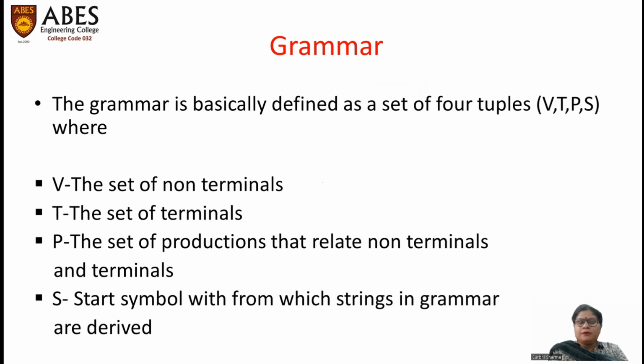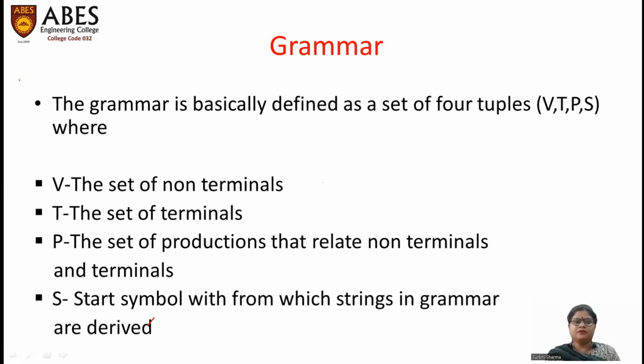With the help of grammar, we have certain rules through which we are able to make valid strings. And these valid strings can be recognized by a machine, right? So, in order to validate our string, we have a grammar. So, how can we define a grammar? Grammar is basically defined with the help of four tuples. These tuples are V, T, P, S. So, what is the meaning of V, T, P, S?